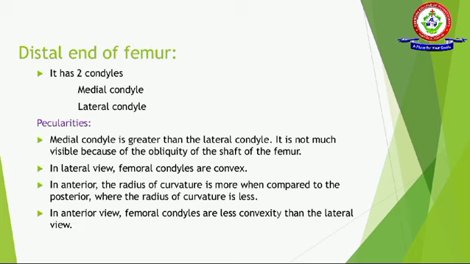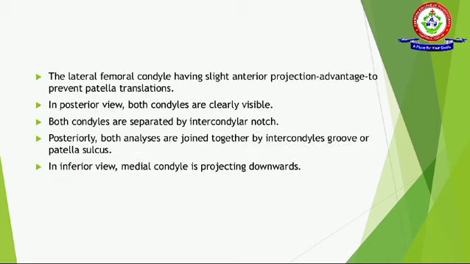In femur, it has two condyles, medial condyle and lateral condyle. Peculiarities. Medial condyle is greater than the lateral condyle. In lateral view, femoral condyles are convex. In anterior, the radius of curvature is more when compared to posterior. In anterior view, the femoral condyles have less convexity than the lateral view. The lateral femoral condyle has a slight anterior projection, an advantage to prevent patellar translations.